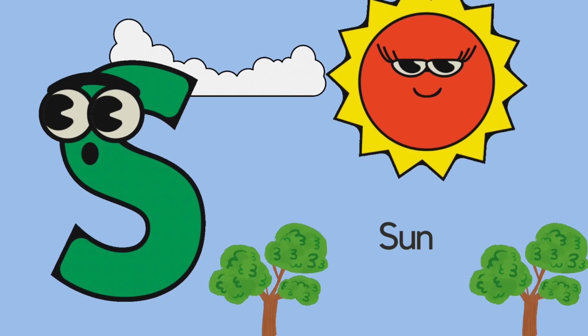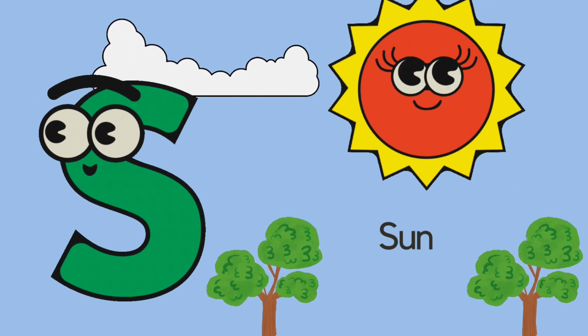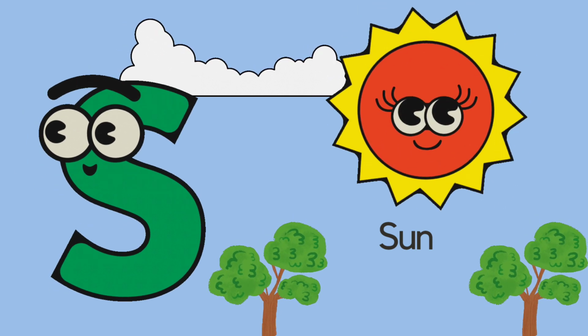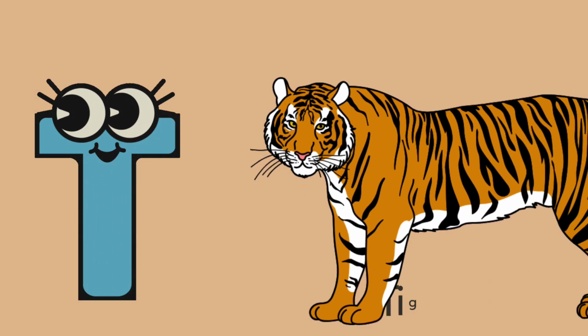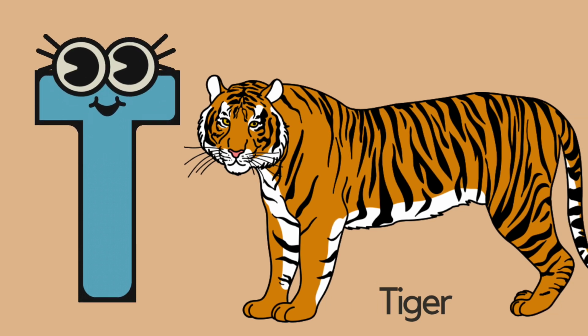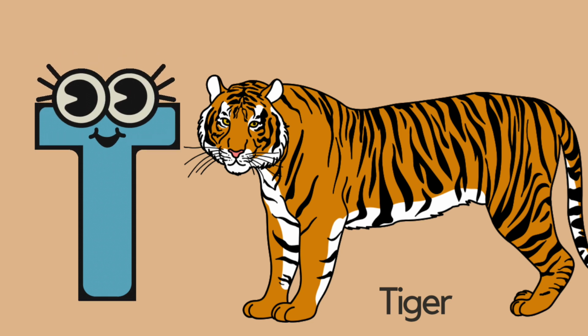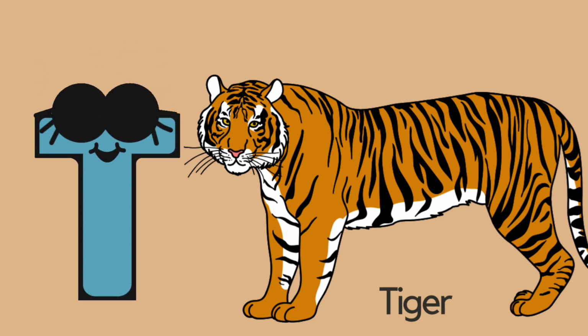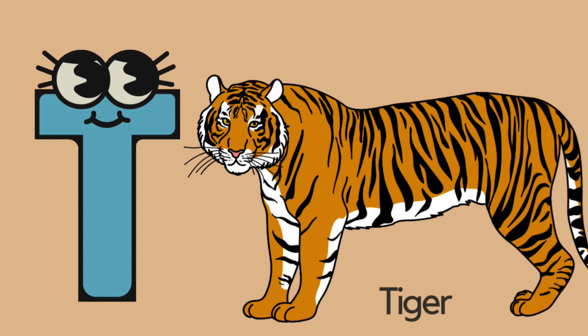S is for sun. Wonderful. S is for sun. T is for tiger. Can you say tiger? Great job. T is for tiger. Almost there. Let's keep going.